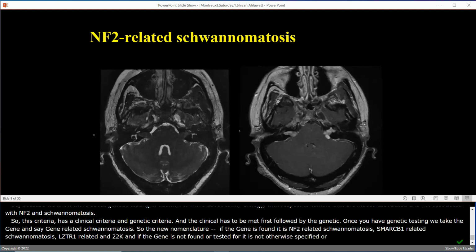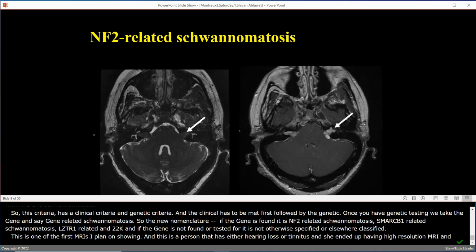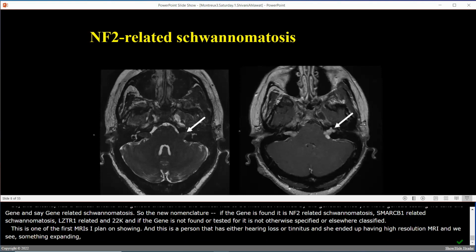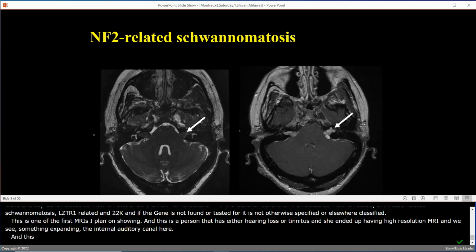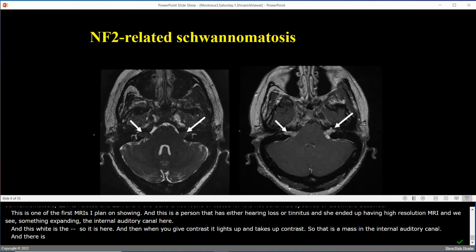So this is one of the first MRIs that I plan on showing. This is a person that has either hearing loss or tinnitus, and she ended up having a high resolution MRI. And we see something expanding the internal auditory canal here. And this white is so it's here. And then when we give contrast, it lights up and takes up contrast. So that is a mass in the internal auditory canal. And there's a similar one on the other side. So a similar looking lesion here.